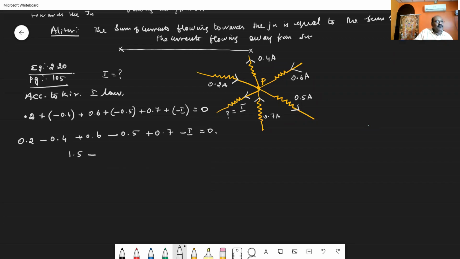0.6 and 0.4. What else you are having? What else you are having is minus I, isn't it? So when you are adding the minus quantities, minus of 0.4, minus of 0.5, it is minus of 0.9. Then minus I is equal to 0. So on subtracting 1.5 minus 0.9, you will be getting 0.6 minus I equal to 0.